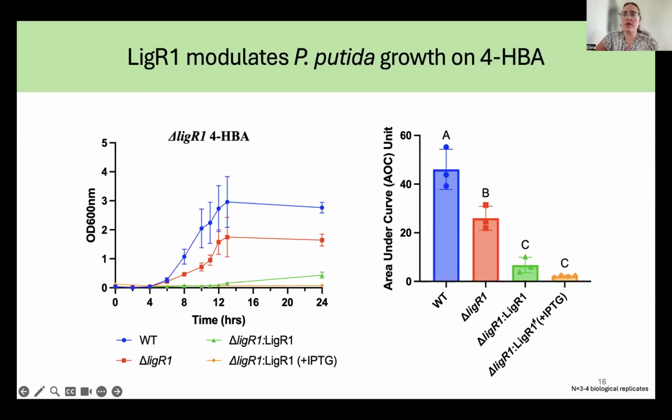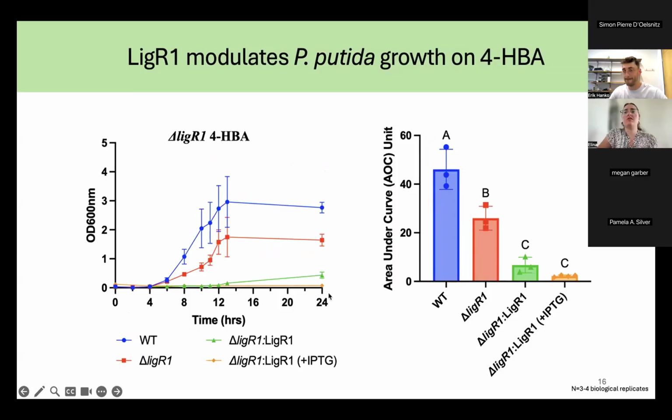In contrast, the growth of the LIGAR1 knockout on 4-HBA is reduced, but it's not completely inhibited. When we tried to complement this phenotype by introducing LIGAR1 back, we were surprised to find that overexpression of LIGAR1 completely suppressed the growth of this bacteria on 4-HBA, indicated by this orange line here. This was really difficult for me to understand at first because normally when we do these complementation studies, we would expect the restoration of the phenotype back to wild type. But in this case, no matter what I tried, it was always suppressing its growth.